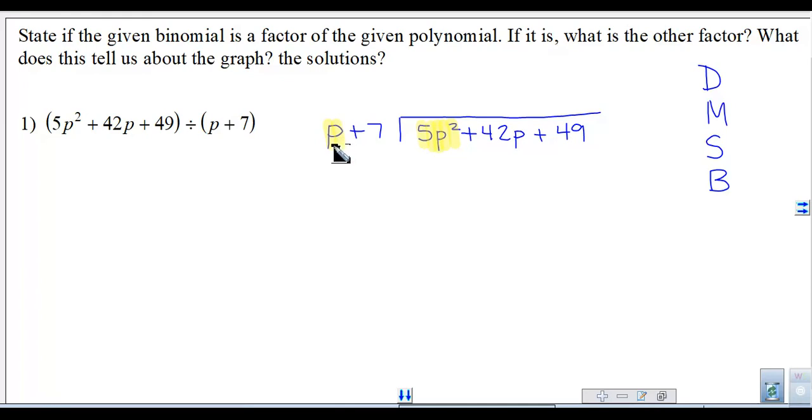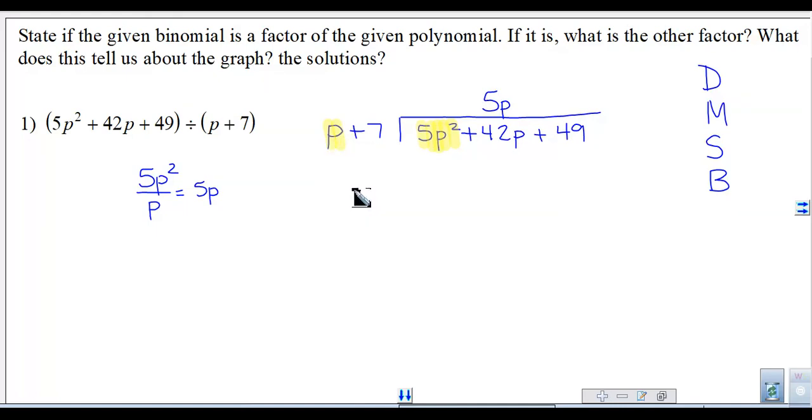Divide. We're going to divide p into 5p squared. If you need to write it differently so that you can see how to do the division, that's okay. Remember, you divide the numbers and you subtract the exponents. So the answer to this is 5p. I'm going to write it over the second term because I'm dividing a binomial, which has 2 terms.